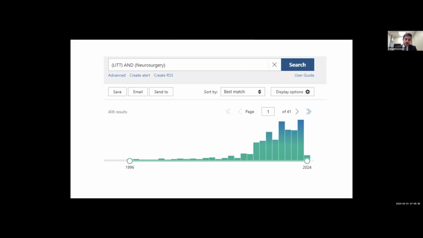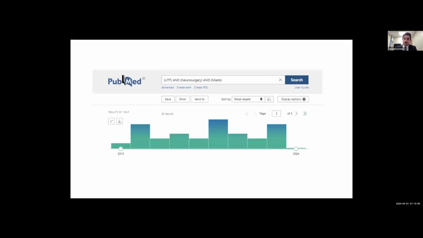Going on, as we can see here, LIT and the introduction to neurosurgery. Over time, as I mentioned, we have the MRI being introduced into the picture from 1996 up to 2024, and you can see an exponential increase in the literature on the topic. As of now, there are 408 published papers on LIT and neurosurgery. And shout out to our neurosurgery department, because out of those 408, 25 articles come out of the University of Miami. Those 25 articles are almost 6 or 7% of the literature on LIT.